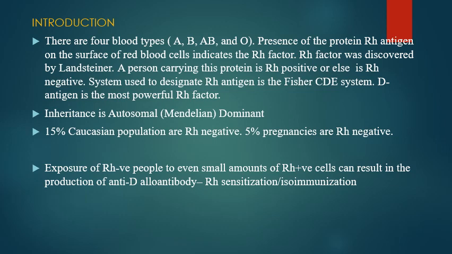15% of Caucasian population are Rh negative. 5% of all pregnancies are Rh negative. Exposure of Rh negative people to even small amounts of Rh positive cells can result in the production of anti-D allo antibody, which is known as Rh sensitization or isoimmunization.